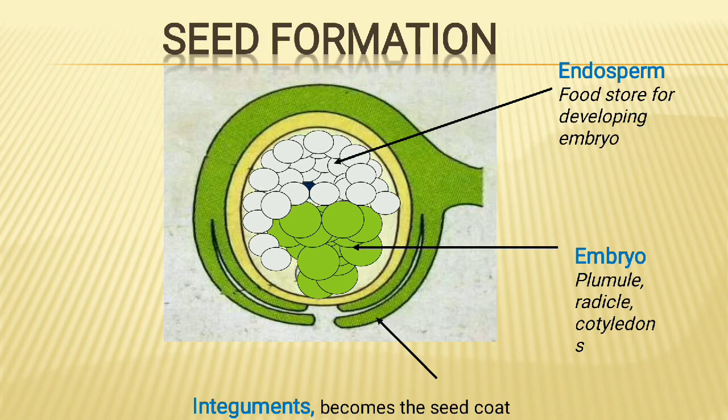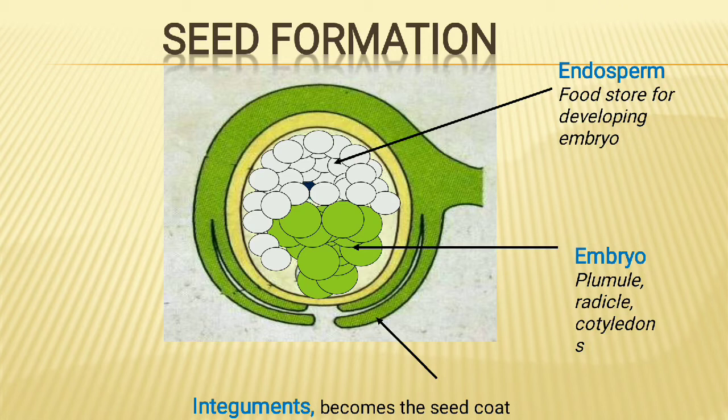So seed formation we have already studied. This is the structure of the ovule. The white cells are nothing but the endosperm. What does it do? It gives nourishment for the developing embryo. Next, the green part is the embryo, which in turn gives rise to plumule, radicle, and cotyledons.